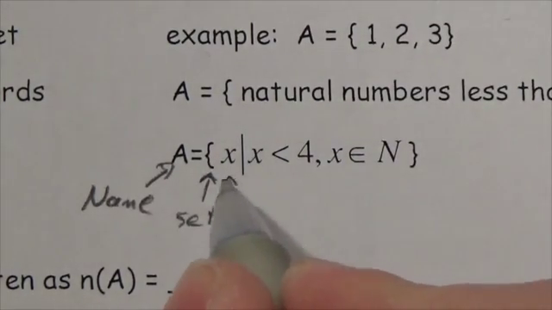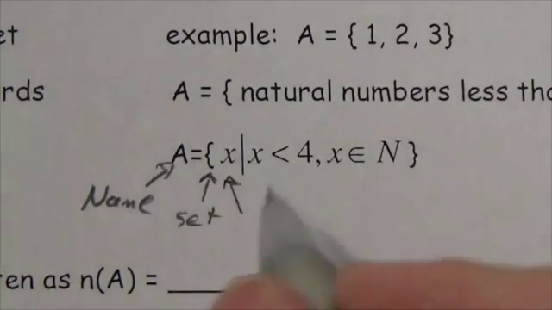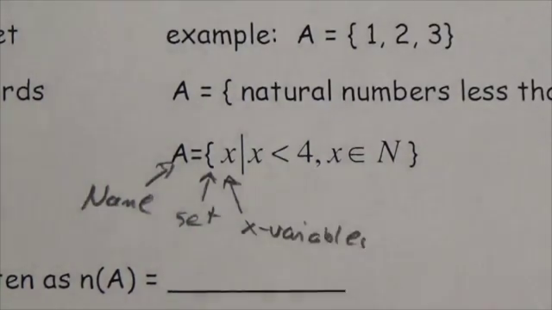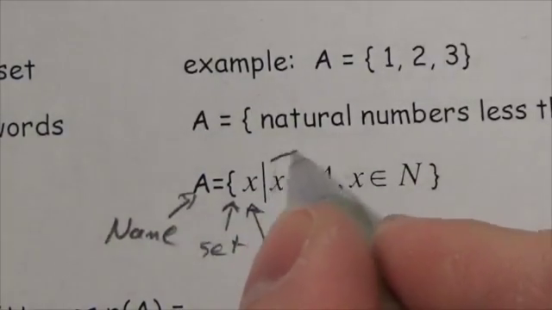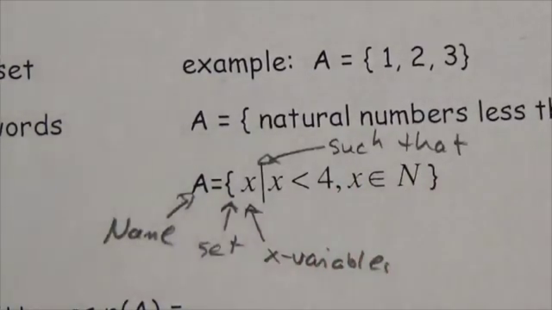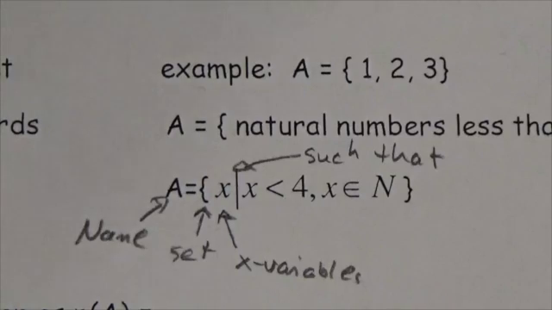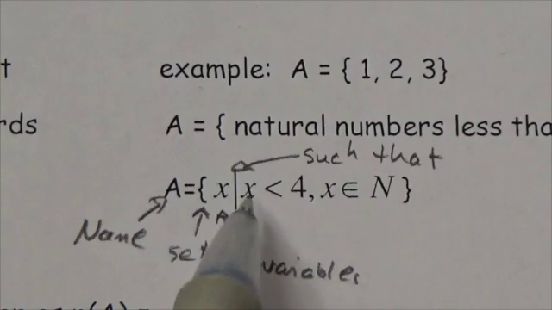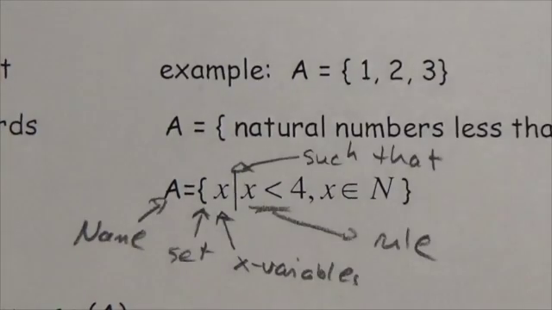Now, here we go. This is going to be a set of x variables. Basically, everything in here is going to be represented by x. Such that, the little line that goes straight up and down here, is basically just taking the place of the words such that. Now, I know that might seem goofy, but there is a flow to this. A is the set of x variables such that x is less than 4. So here is the defining feature. Here is the rule, if you will.